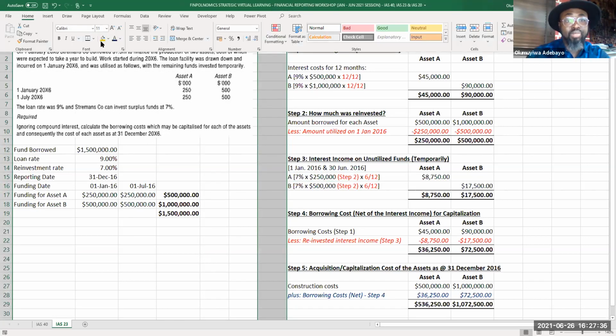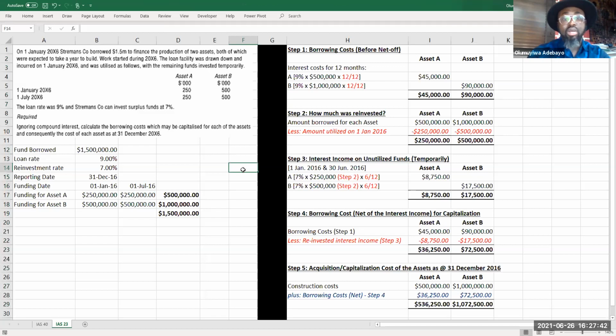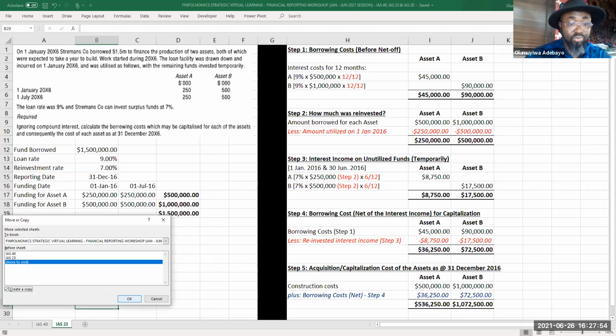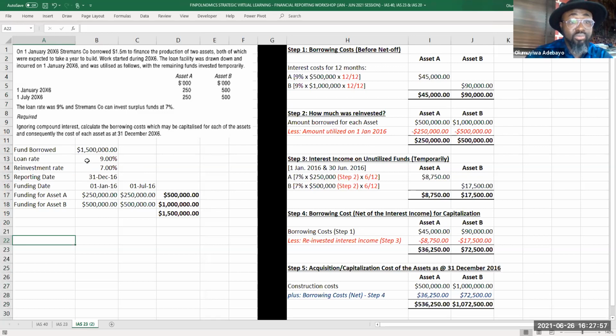Now, I'll play a game with this. I'll tweak the question and see what the output will be. I'll change the question. They borrow 1.5, but I want to change it that this was 300, while this was 200. This is, let me say 450. This is 550.